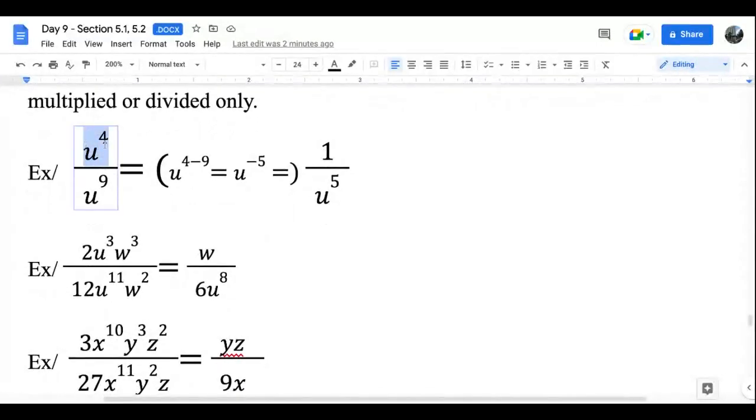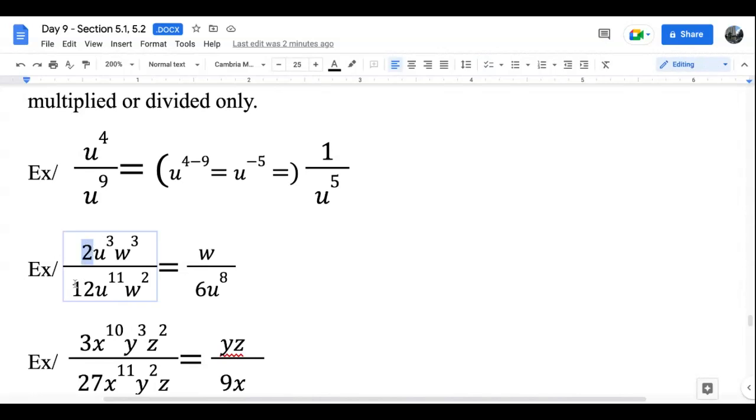Let's see this one. We have u to the 4th power in the numerator, u to the 9th power in the denominator. So that's u to the power 4 minus 9, which is u to the negative 5th power. So that equals 1 over u to the 5th.